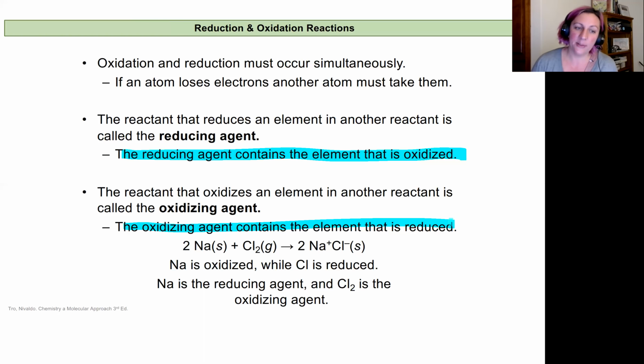So in our example down here of sodium and chlorine coming together to form sodium chloride, which is the typical example that people give for forming an ionic bond, it's really a redox reaction. We would say that sodium is oxidized while chlorine is reduced, or we could say that sodium is the reducing agent and chlorine is the oxidizing agent.